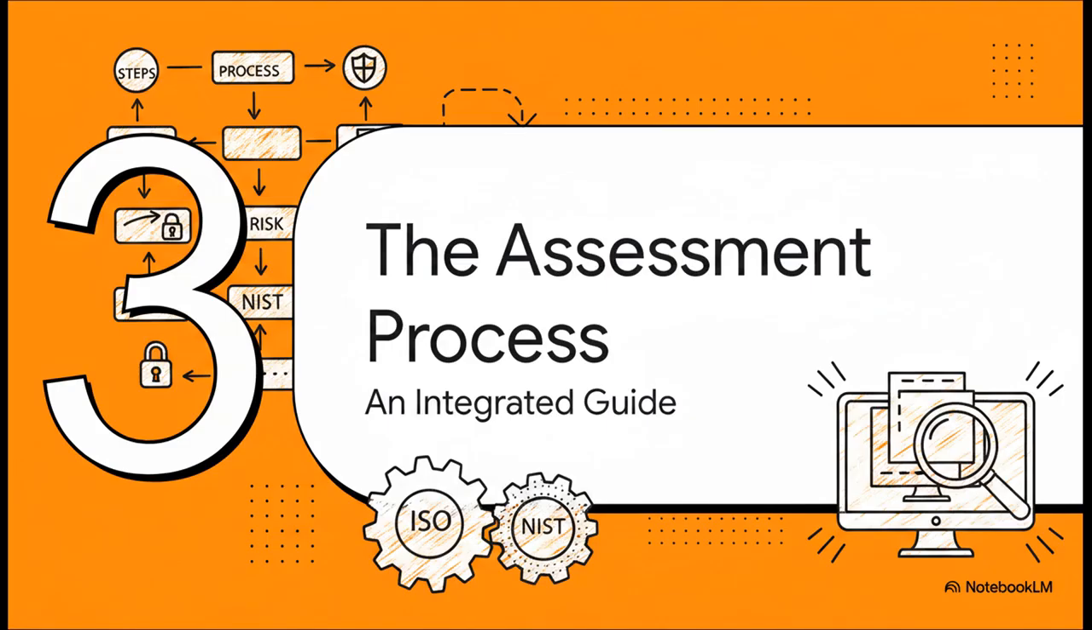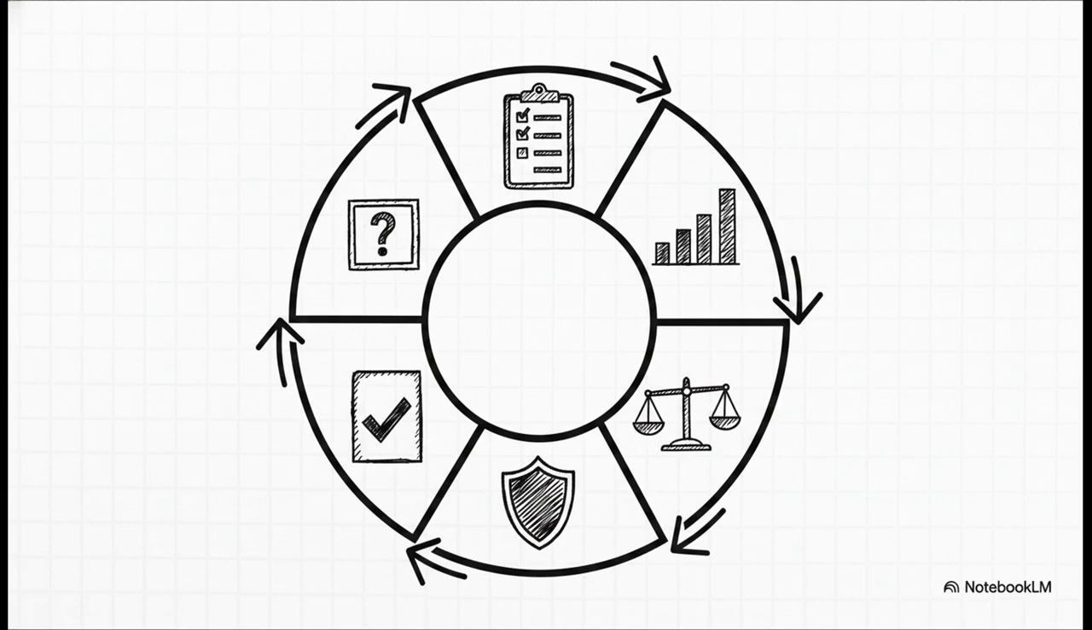Let's walk through the steps organizations take to manage risk, blending the best ideas from both ISO and NIST. It's a really systematic process. It's not random. First, you define your scope. Let's stick with our online banking platform example. Then, you identify the risks. You brainstorm all the bad things that could happen, like phishing or weak passwords.